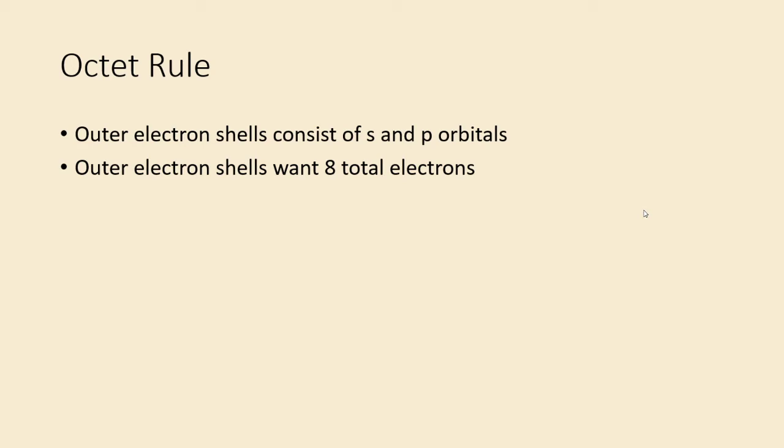Whenever we're talking about these ions and electrons being moved or held onto, gained, we have a rule called the octet rule. The octet rule essentially says outer electron shells are going to consist of an S shell and a P shell. So our outer electron shells want to have 8 total electrons, which is a full S shell and a full P shell. Or to rephrase that, it's going to be a full S orbital and 3 full P orbitals.